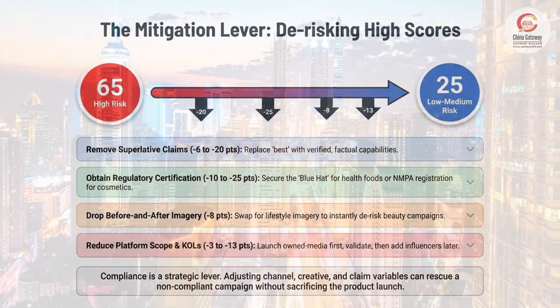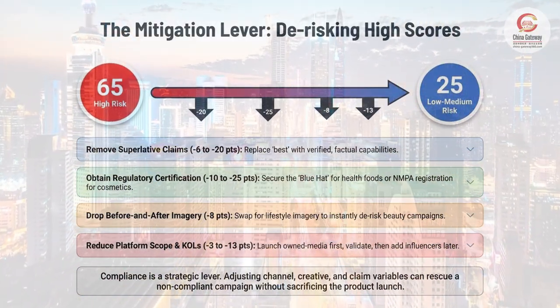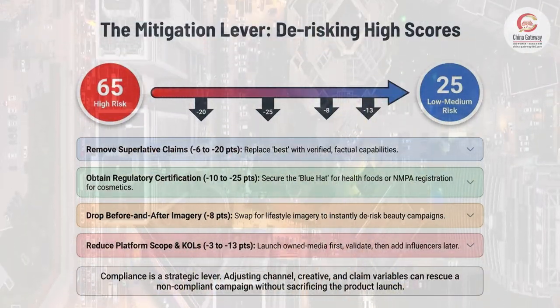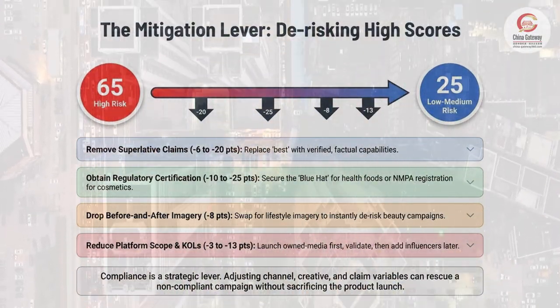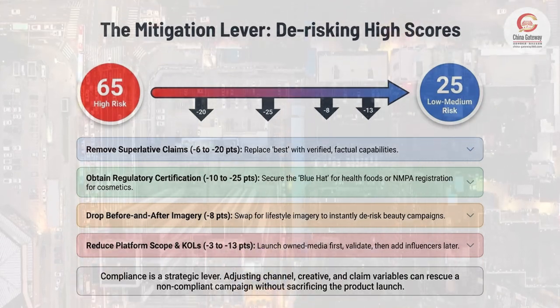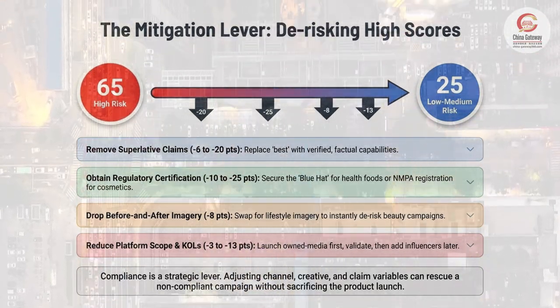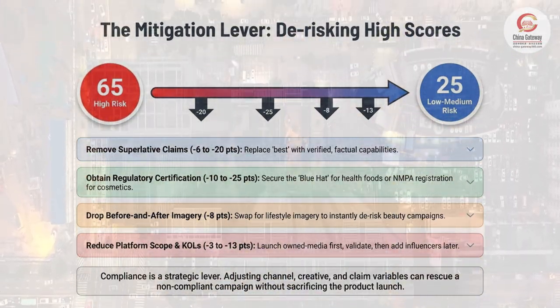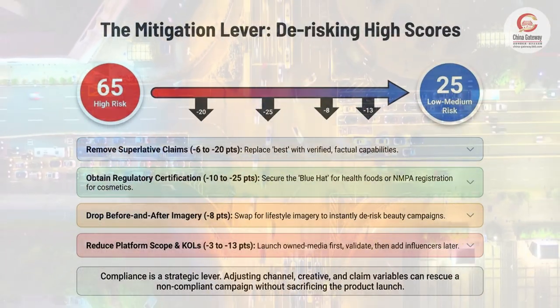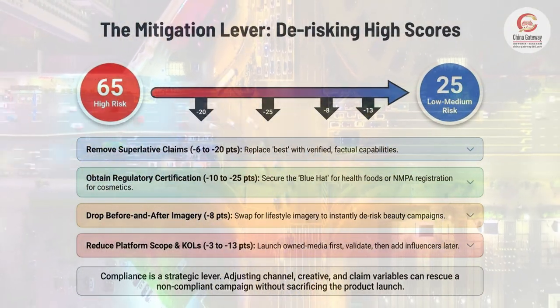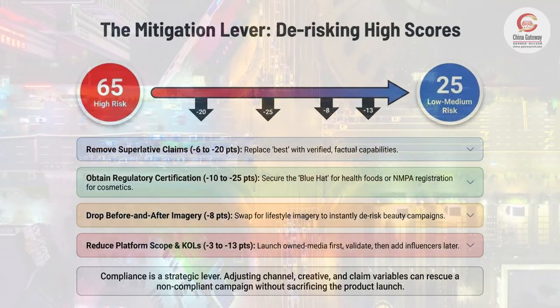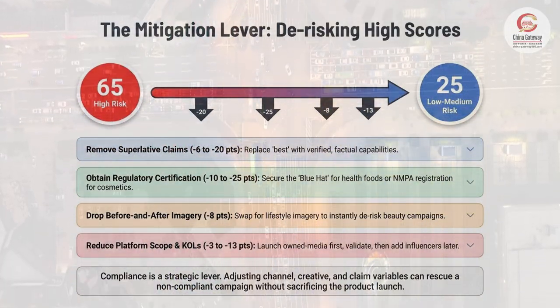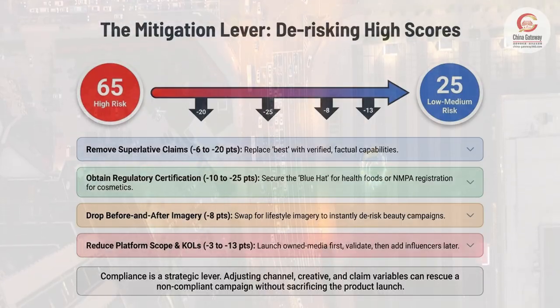Compliance is actually a highly adjustable strategic lever. As a brand, you can actively de-risk a high score just by pulling back on specific variables, all without having to abandon your launch. For example, if you drop the before and after imagery from a beauty campaign and swap it out for lifestyle imagery, you instantly reduce your score by 8 points. Or, by removing those dangerous superlative claims and replacing them with verified factual capabilities, you can drop your score by up to 20 points. You're effectively just negotiating your risk level right back down into a safe zone.